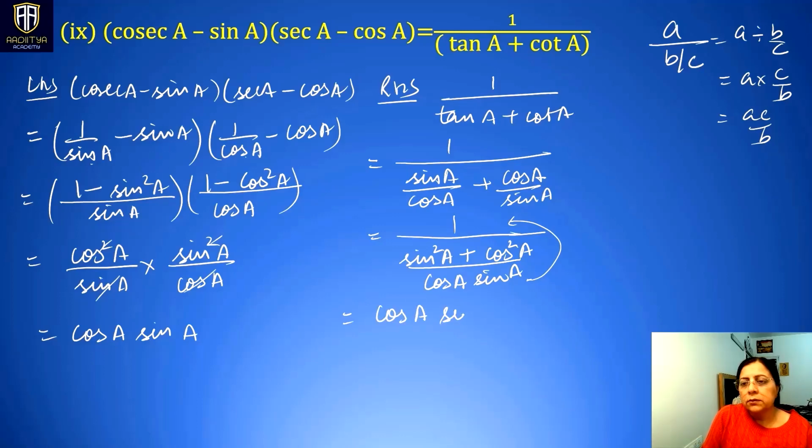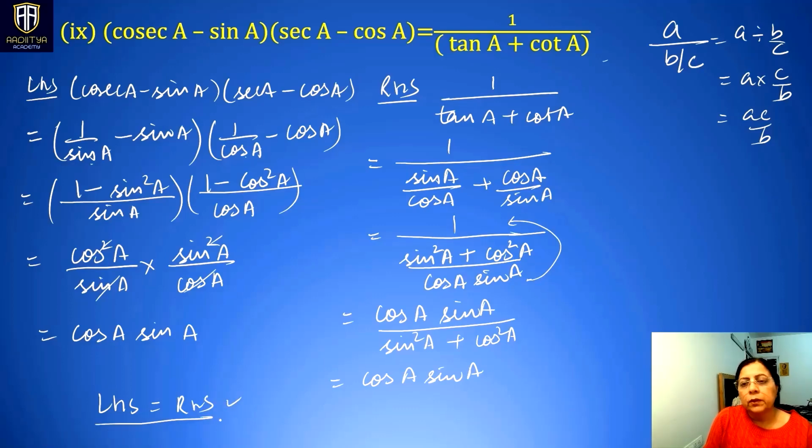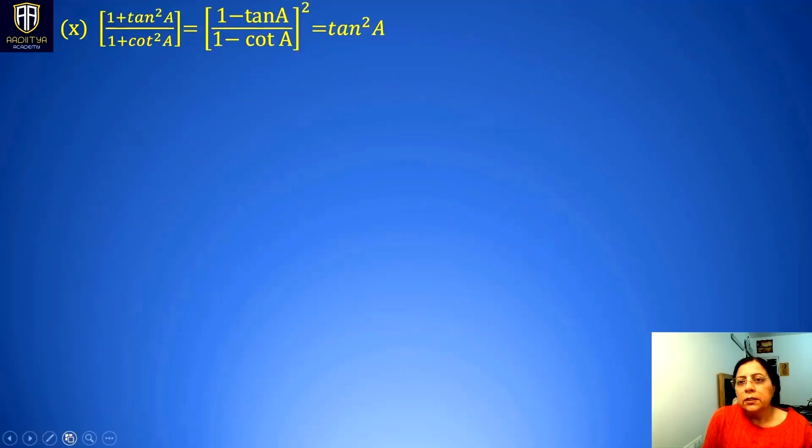Cos A sine A upon sine square A plus cos square A. Right? And this is 1. So we have this as cos A sine A. So we can see that in this case it was not very comfortable to start from here and reach up to this point. So instead we solved RHS to the common point, and we can see that at some point both the left hand side and right hand side are coming to the same level, that is cos A sine A.